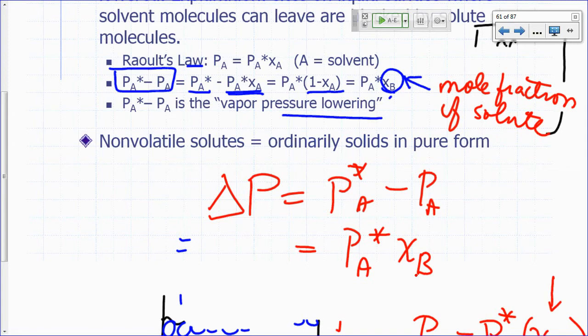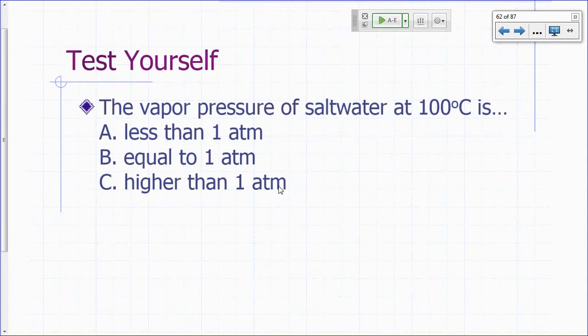What's a non-volatile solute? These are solutes that are ordinarily solids when they are in pure form, so they have a very low tendency to turn into a gas. So, clicker question right here. The vapor pressure of salt water at 100 degrees Celsius is A, less than 1 atmosphere, B, equal to 1 atmosphere, or C, higher than 1 atmosphere.